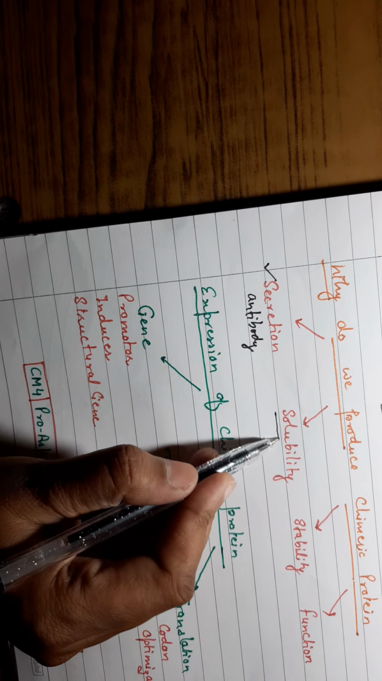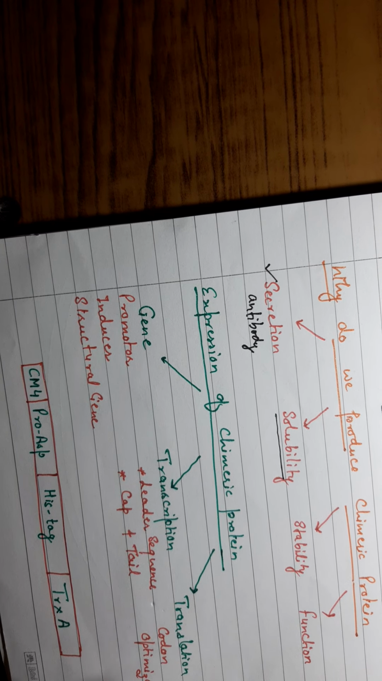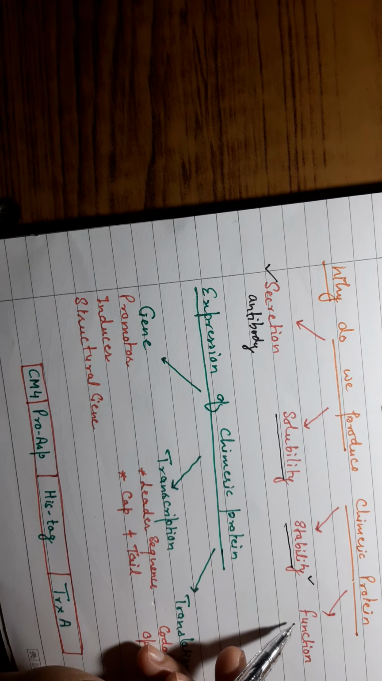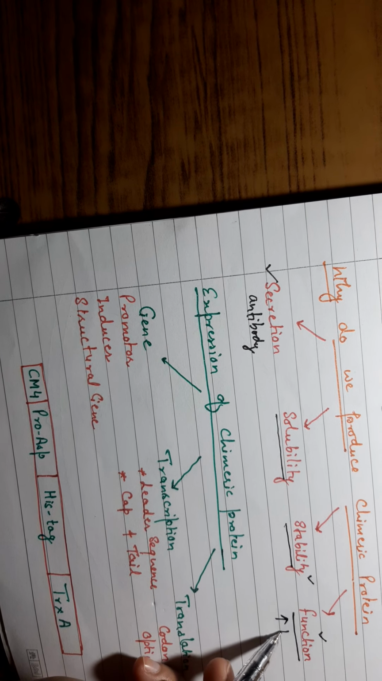Solubility: we produce a protein to increase its solubility, so that it has some domains that increase its solubility in plasma. Or stability: we produce a protein to increase its stability, or we may produce the protein to increase or decrease its function.